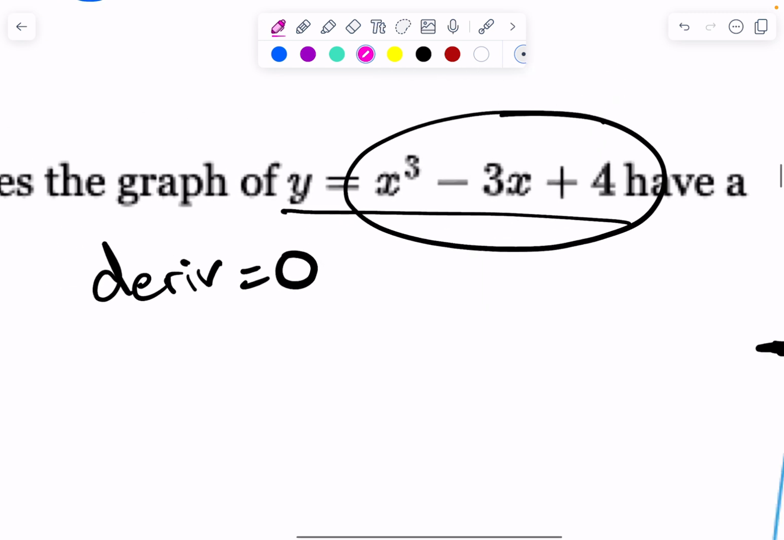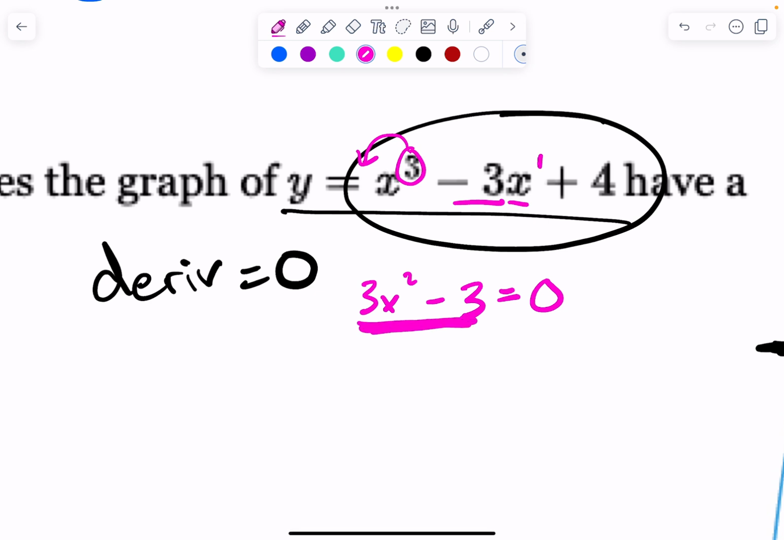So the derivative of this: let's see if we can get a little faster. The 3 comes down in front, this is 3x squared. If we have a constant times just an x, that's to the 1st power, the 1 comes down in front, so it's just minus 3. And that is now equal to 0. I want to set the derivative equal to 0 to find where those horizontal tangent lines are, because that's where the slope, the m, is 0.